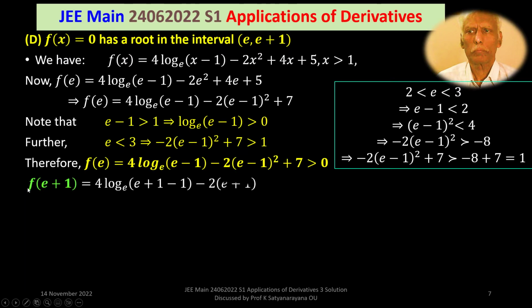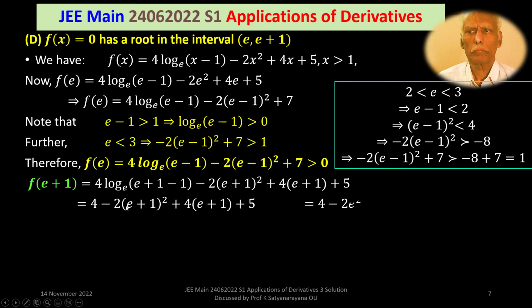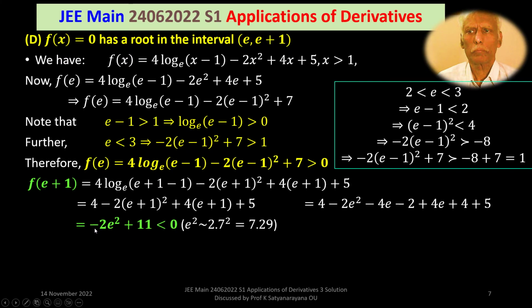So now let's look for f of e plus 1. That means wherever there is x, you substitute e plus 1. So 4 times log of x is e plus 1 minus 1, and 1 minus 1 minus 1 cancels. Log of e to the base e is 1, and wherever there is x, we have written e plus 1. So that will be 4 minus 2 into all that. And the e plus 1 whole square, we have expanded, multiplied by minus 2 and all that we have done here. And that reduces to minus 2 times e square plus 11.